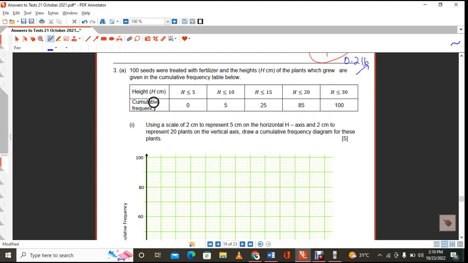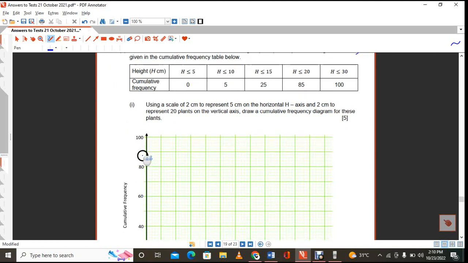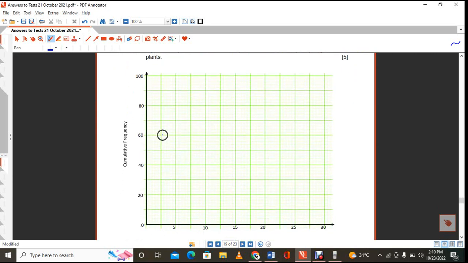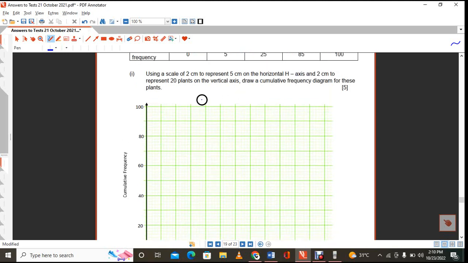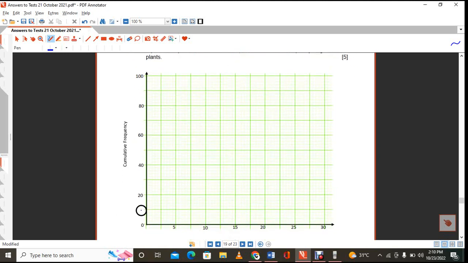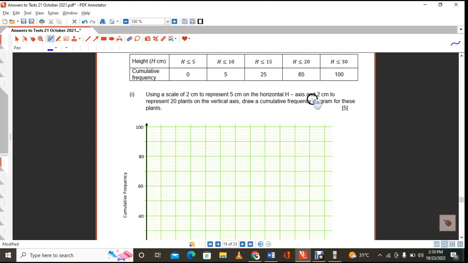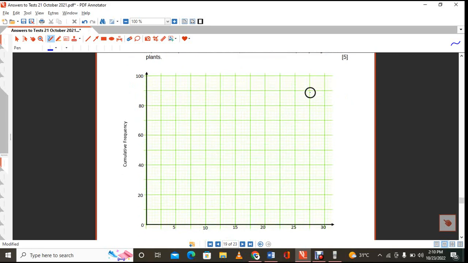Question 3. 100 seeds were treated with fertilizer and the heights of the plants which grew are given in the cumulative frequency table below. Using a scale of 2 centimeters to represent 5 centimeters on the horizontal scale, I already did that. So if you had graph paper, then 10 little small blocks here would be 2 centimeters. You just check. And then 2 centimeters represent 20 plants on the vertical axis. I also already entered that for you. So we're going to draw a cumulative frequency diagram.